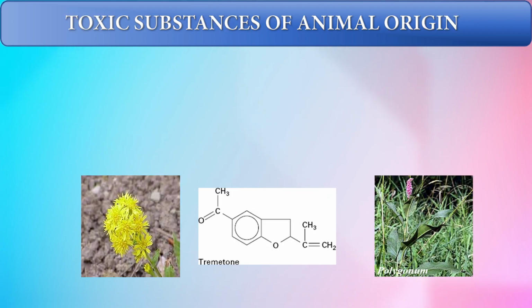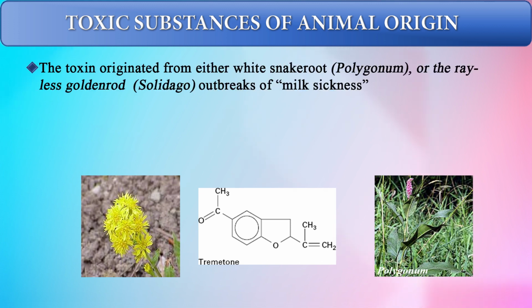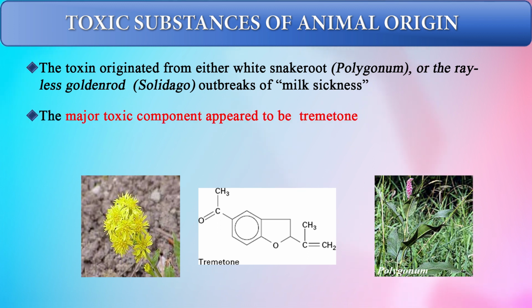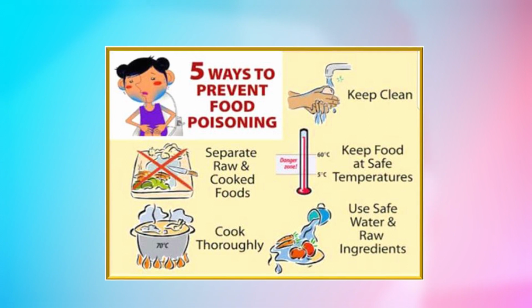The toxic substances of plant origin involve the toxin originating from either white snakeroot or the rayless goldenrod. The major toxic component appears to be tremetone. There are 5 ways to prevent food poisoning.